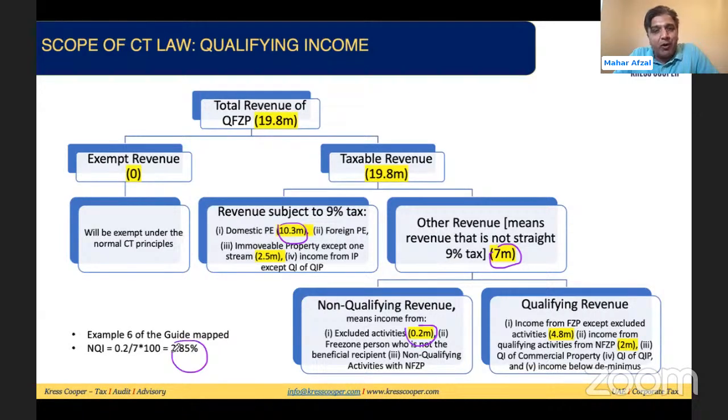So if you are plotting these boxes and putting the income in the respective area, you just need to go through the income and plot it in the respective area. Then you will be able to apply the de minimis criteria. You will be able to assess which income will be subject to tax at 9%, which income will be zero rated, and which income will be considered normal income. All these things you can find in these boxes. So this is the first thing, what is the qualifying income. Now I believe we all are very clear on what the qualifying income is.